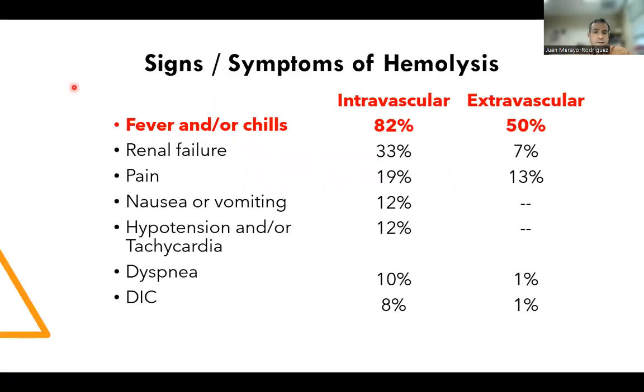The signs and symptoms of hemolysis may vary depending on whether it's intravascular or extravascular. The first one, for both, is fever and/or chills: 82% in intravascular, 50% in extravascular. The second one, also for both, is renal failure, with higher prevalence in the intravascular patients. Then pain, and you can see the other percentages are lower. If you compare dyspnea and disseminated intravascular coagulation, they are about 10 times more frequent in intravascular compared with extravascular.